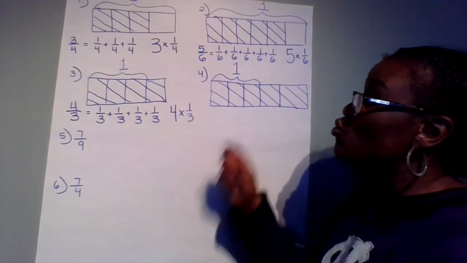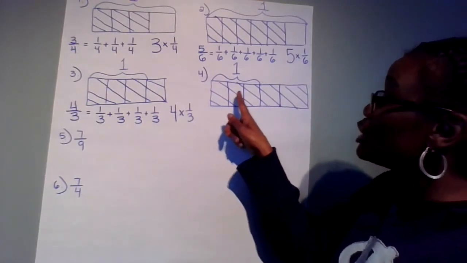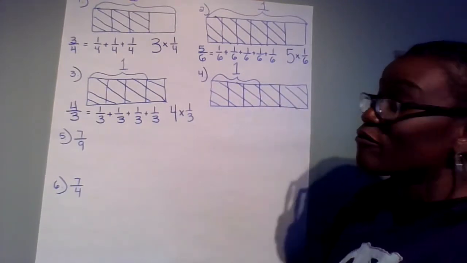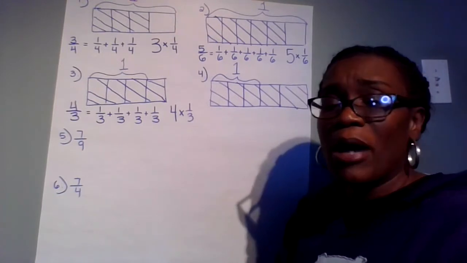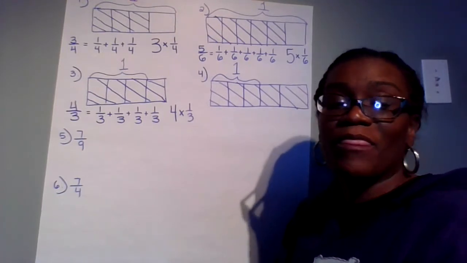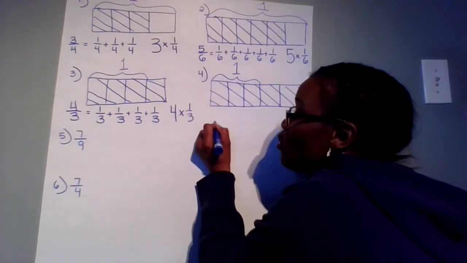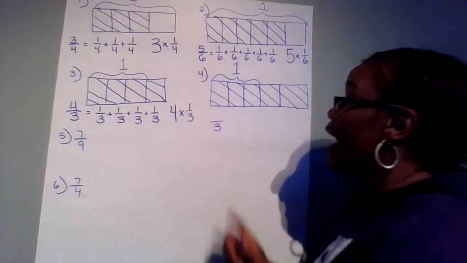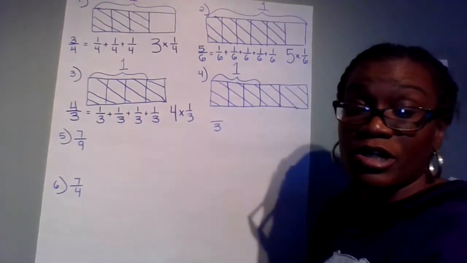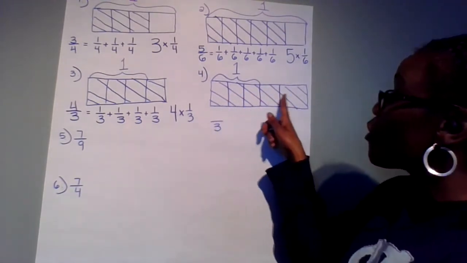And so let's do one more. We have 1, 2, 3, 4, 5 parts of our fraction. But how many make up our whole? That's correct, 3. So our denominator is going to be 3. And how many parts are shaded or colored in? 1, 2, 3, 4, 5.